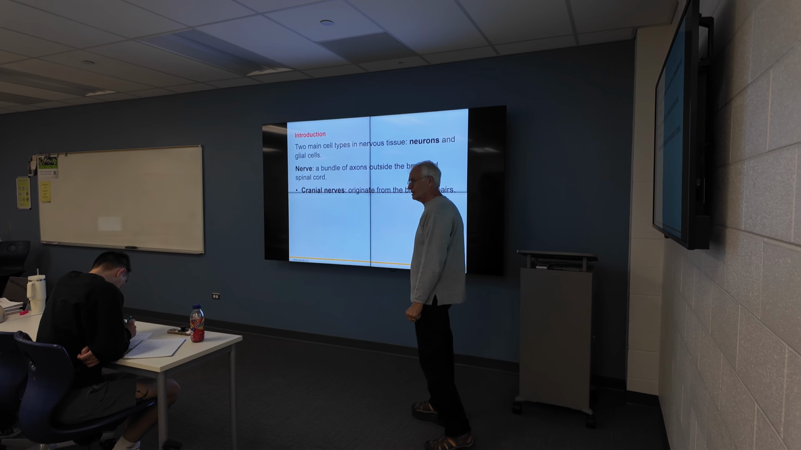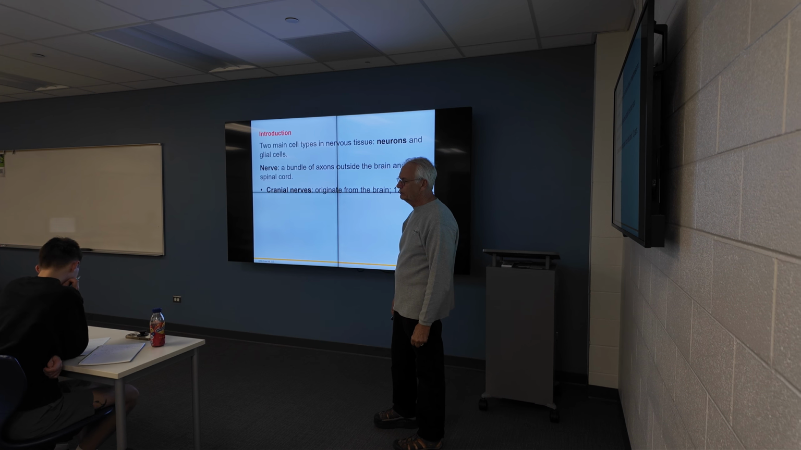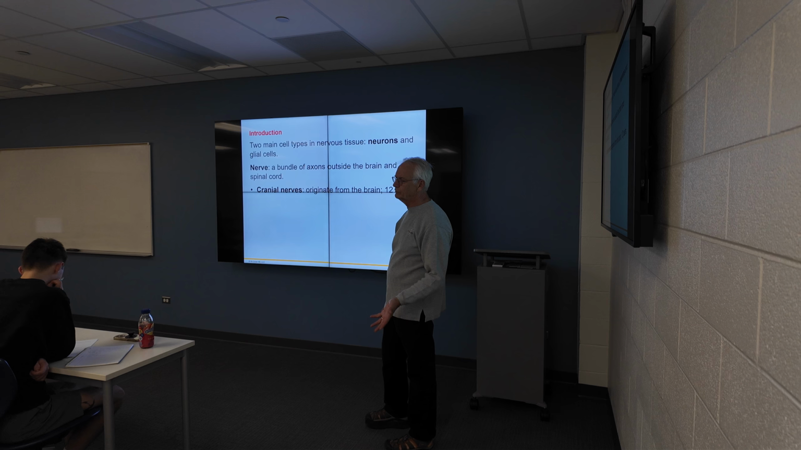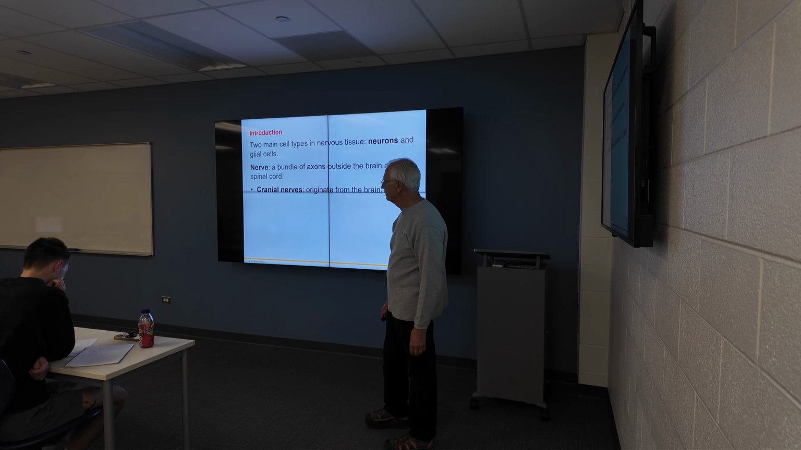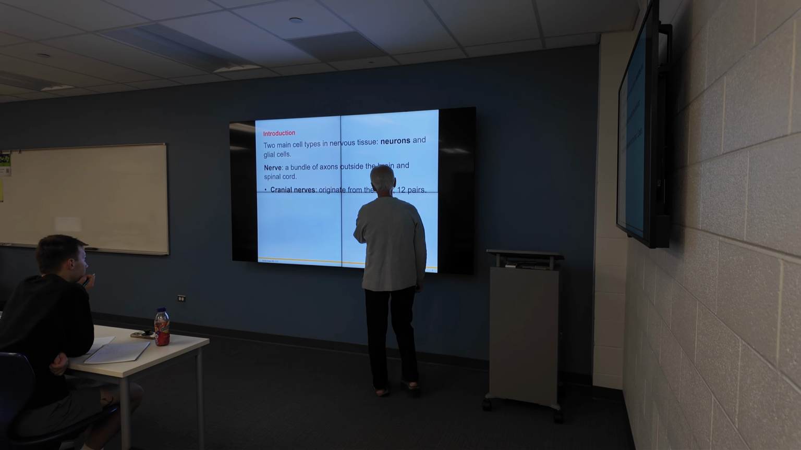The cranial nerves. Have we talked about those? How many pair? 12. How many have we talked about so far? 9 of the 12 pair, correct? We've gone over 9 of them. Originate from the brain, 12 pairs.